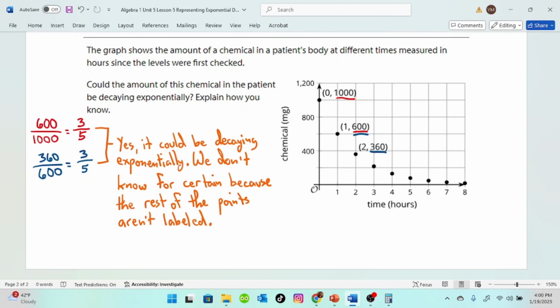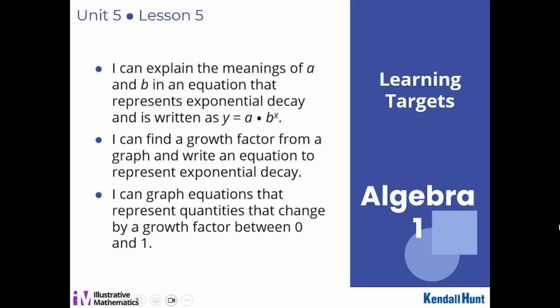Now let's go and take a look at our learning targets and make sure we're comfortable saying all of them. Here are the 3 learning targets that we had for this lesson. Number 1, I can explain the meanings of A and B in an equation that represents exponential decay and is written as y equals A times B to the power of x. So I hope that after those practice problems, you understand that in this format, A represents the initial amount, B represents the growth factor, the number you're going to multiply by each time, and X represents the input. That's telling you how many times you're going to multiply by the growth factor.